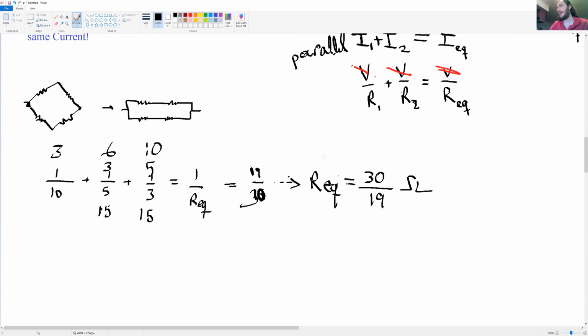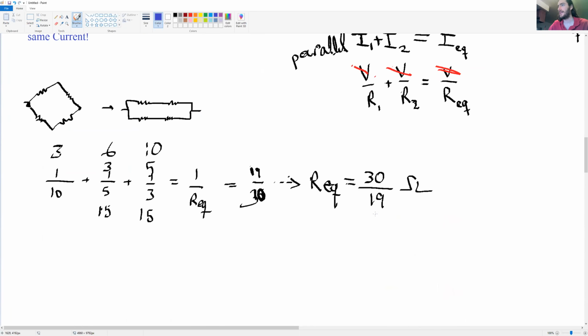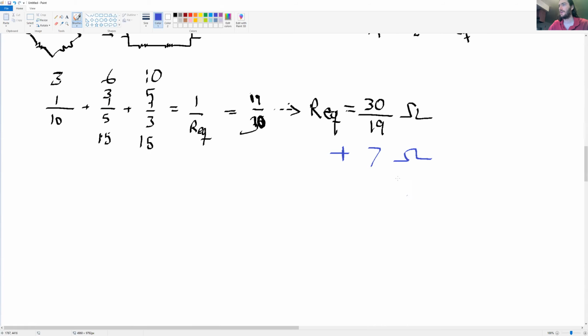Okay. And once we have this, what is that REQ? That's just these 3 resistors in parallel right here. So maybe I'll use another color. So these 3 in parallel right here. So I just need to add in now the 7 ohms. So we can take this and add in 7 ohms. Okay, so that's 143 or something like that, 19ths. Let's just maybe go with decimal answers here. You guys tell me what to write here for this.